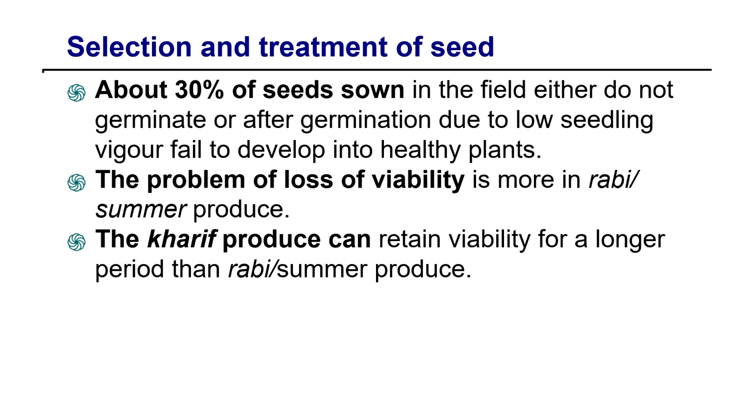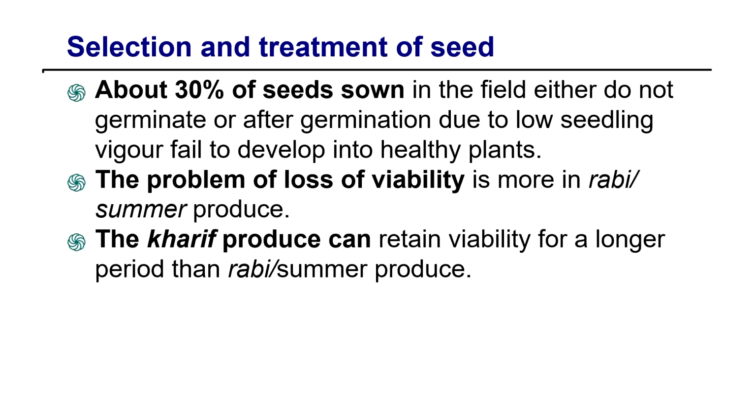That is not. Now coming to the selection and treatment of the seed. The right choice of variety is also there. One should select the varieties which are appropriate for that particular location. Secondly, seed is also important. We should have a healthy seed which is free from diseases and insect pests, etc. So about 30% seeds sown in the field either do not germinate or after germination due to low seedling vigor fail to develop into healthy plants. So you can see the germination is less, about 30% less germination is there. Then we need to compensate for this reduced germination. According to germination percentage, we should decide the seed rate.